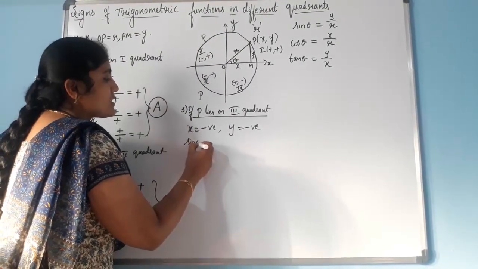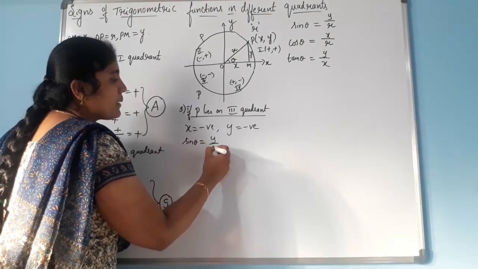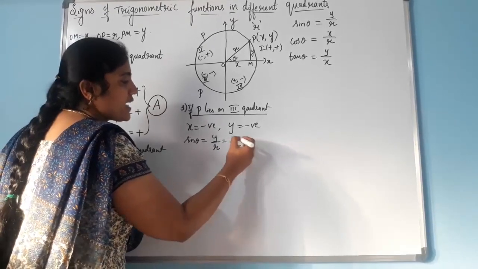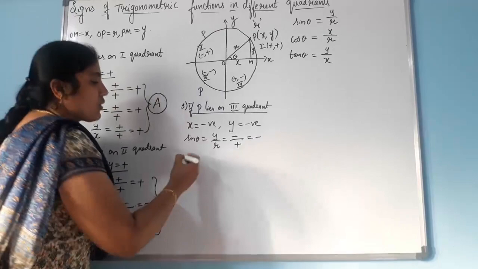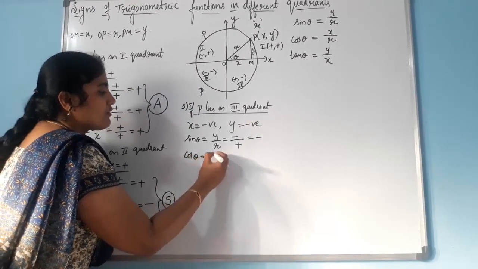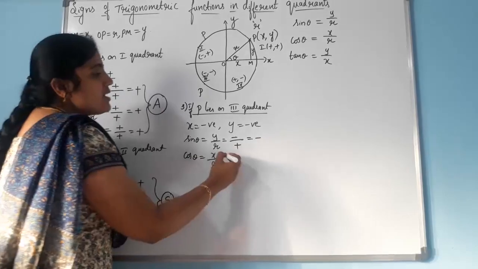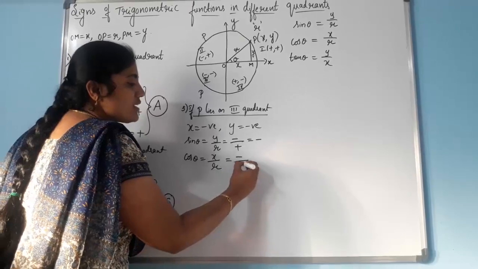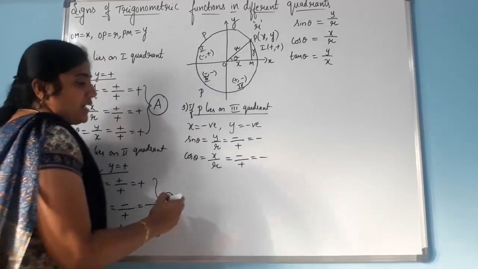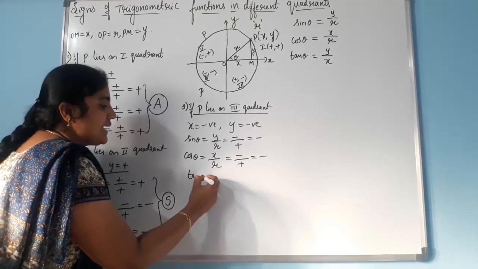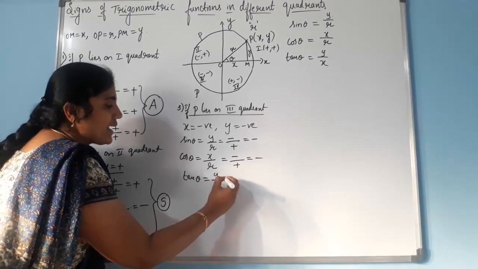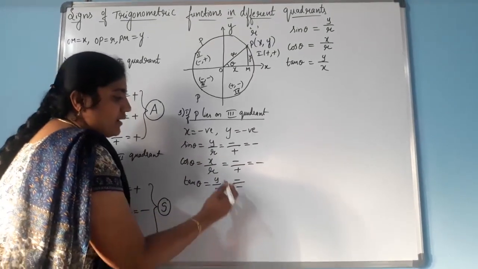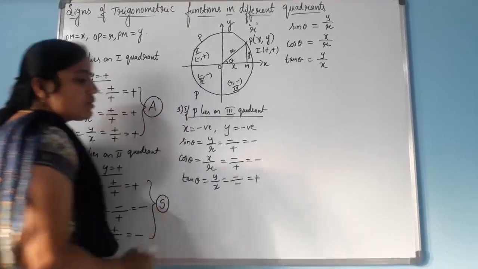What is sin theta? Sin theta is equal to y by r. Y is negative by radius is always positive plus. So here minus by plus is minus. Okay, so next is cos theta. Definition of cos is x by r. So which is equal to minus, x is minus in the third quadrant, by radius is always plus. So minus by plus is minus. Okay, so lastly tan theta. Tan theta is y by x, which is equal to, see here, y is negative by x is negative. Negative by negative means it is always equal to positive.